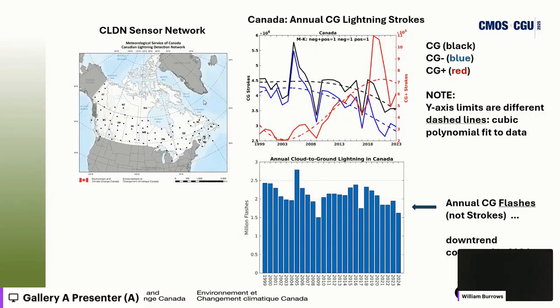On the left, you see the Canadian Lightning Detection Network sensor locations. On the top is for all of Canada: the black is total lightning, the blue is negative polarity, and the red is positive polarity. And what you see is there's been a downtrend over the years since 1999. And on the bottom, I included the cloud-to-ground flashes, which go to 2024, and you see that 2024 dropped again from what it was in 2023. Next slide.